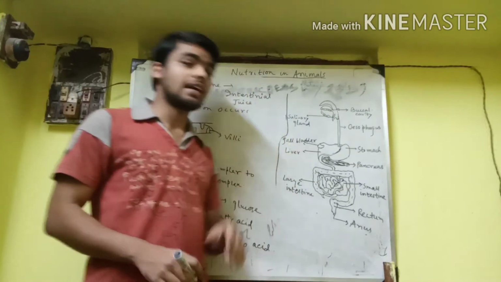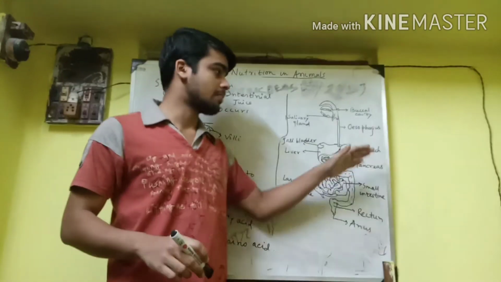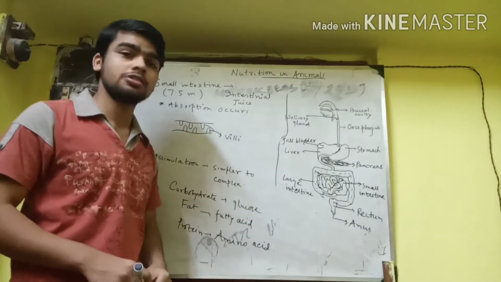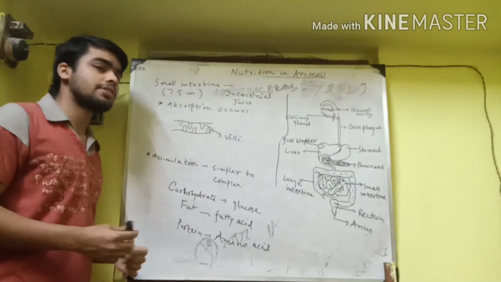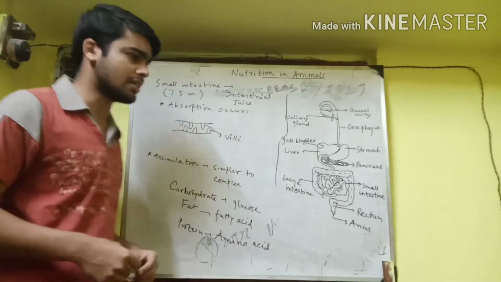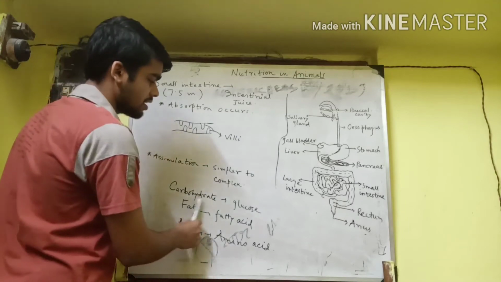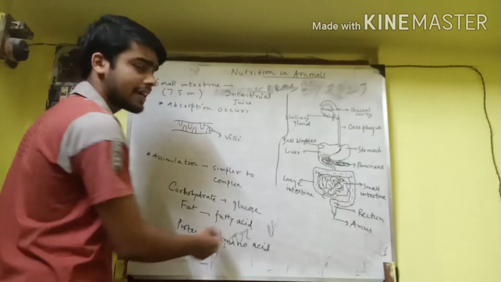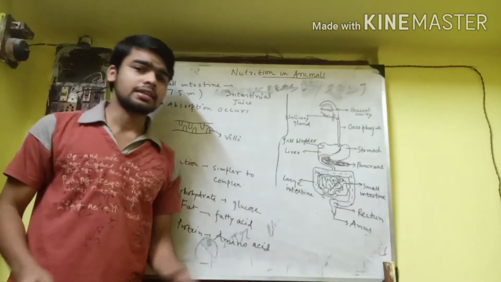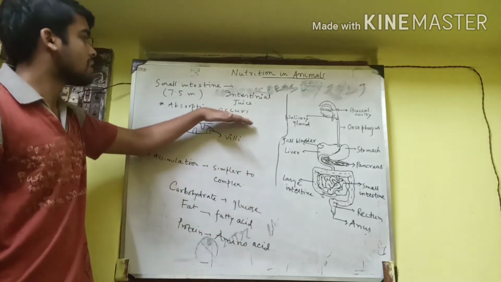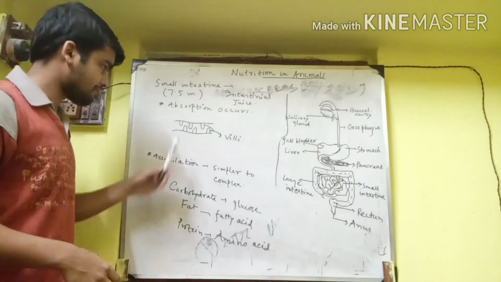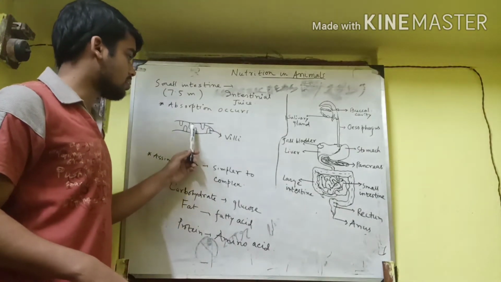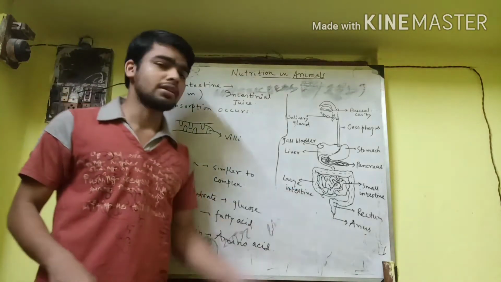This intestinal juice digests the partly digested food, which gets fully digested by the small intestine. Here the carbohydrate, protein and fat, these main components, get converted into the most simple substances: carbohydrate is converted into glucose, fat into fatty acid, and protein into amino acid. These are also absorbed by the small intestine, and the absorption occurs by the villi that are present inside the wall of the small intestine.